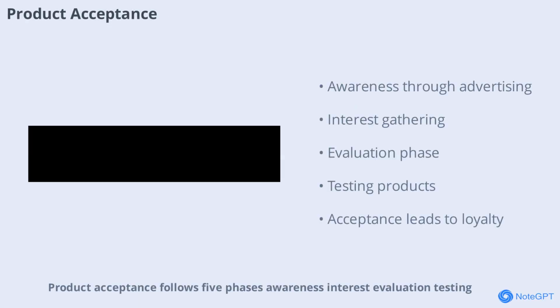Product acceptance follows 5 phases: awareness, interest, evaluation, testing, and acceptance. Consumers first hear about the product, gather information, consider its benefits, try it out, and if satisfied, make repeat purchases. Marketers use advertising to build awareness and interest, and personal influence to encourage testing and acceptance. Understanding this process helps businesses launch and grow new products successfully.